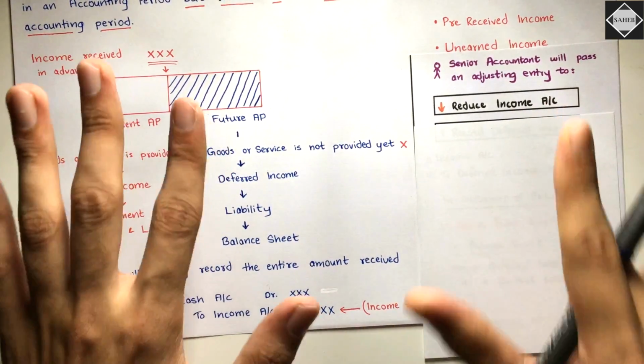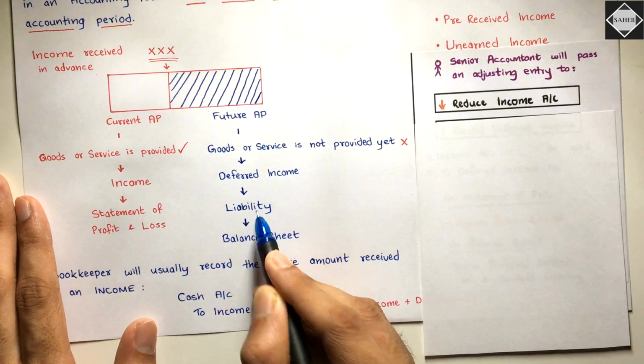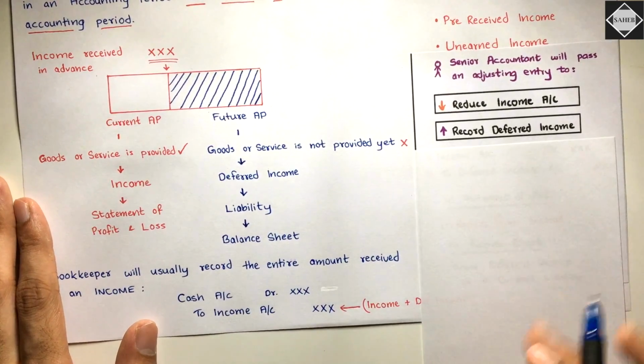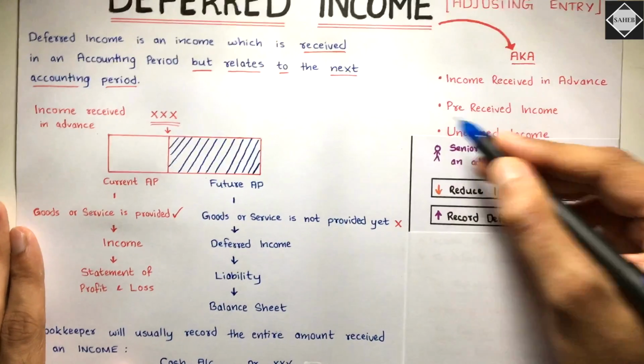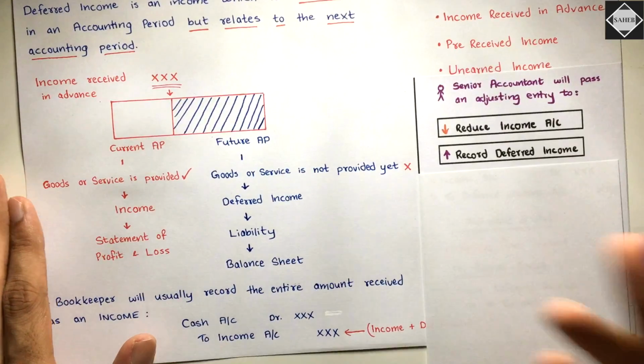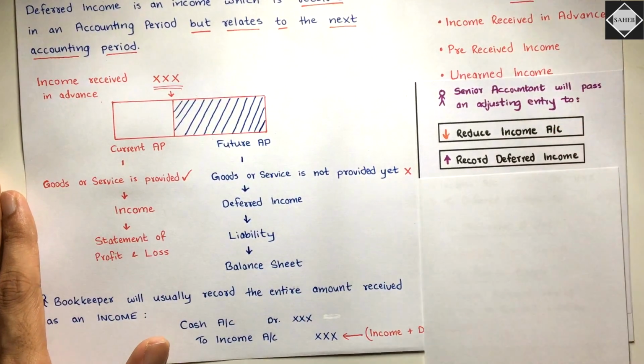And where does that 70,000 have to go? In the deferred income account, which is a liability account, right? So he has to record deferred income, or income received in advance, or unearned income. Whatever the account title is, you can take. Fine. So this entry needs to be passed.